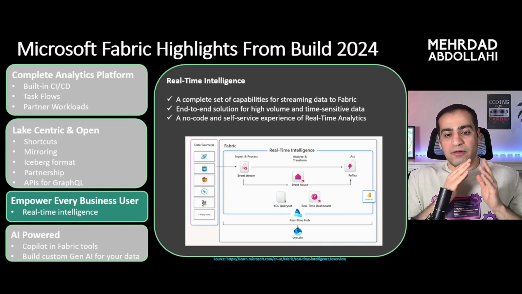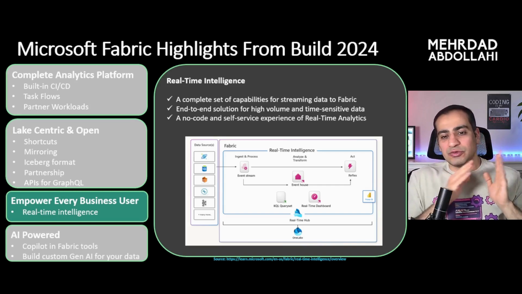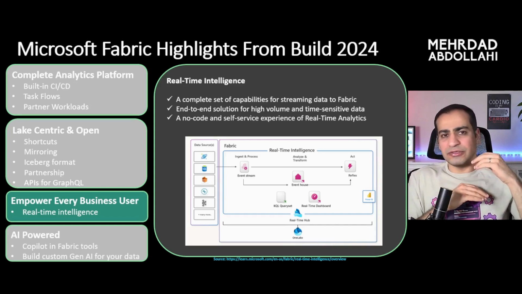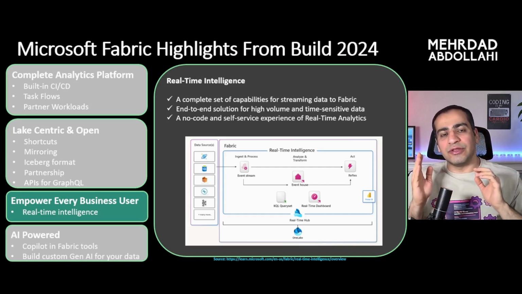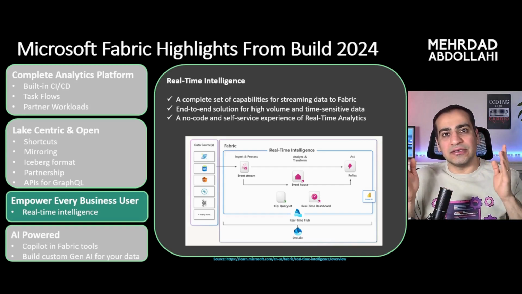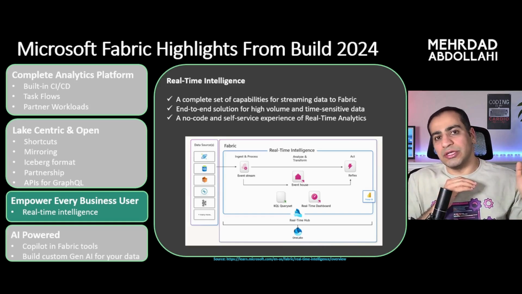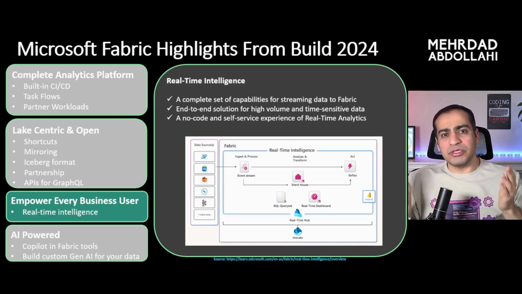However, it is Real-Time Intelligence, which is a complete set of capabilities for streaming data to Fabric, where you can have an end-to-end solution for high-volume and time-sensitive data that you don't want to wait for the ETLs and for the data movement, data transformation. You can just have it right away when it is created, something is triggered, and have it in your Fabric solution. No code is required there.